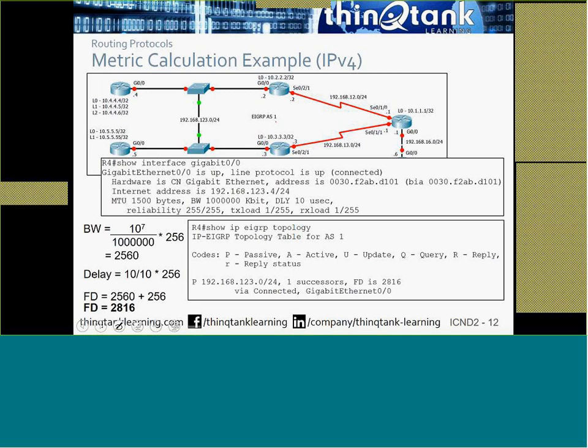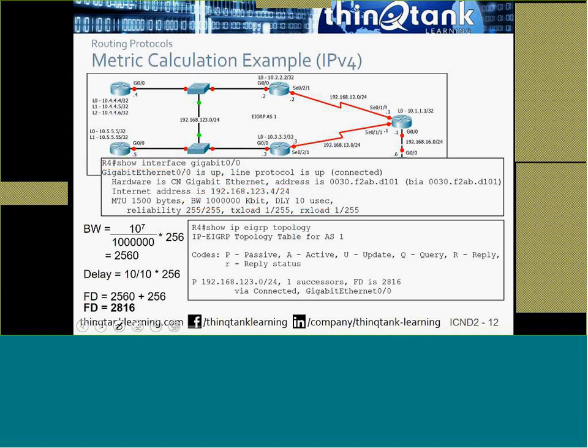So what we're looking at in the diagram below is how R4 evaluates the metric for this network here. Now, if I go into the router and say show interface gig 0/0, I'm capturing the bandwidth and the delay for that interface. The bandwidth is 1 million kilobits per second, and the delay is 10 microseconds. These are fixed values, by the way. These are values that are fixed to that type of interface.